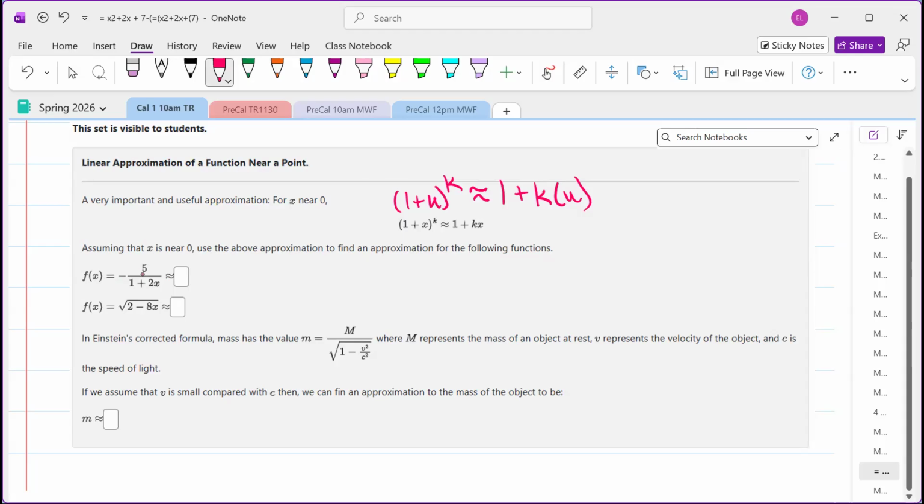So when I look at this first function, the negative of 5 over 1 plus 2x, I'm going to rewrite that as negative 5 times 1 plus 2x to the negative 1 power. Now that's not what we're typing in for our answer. That's just what the function is equivalent to. Now our 1 plus 2x to the negative 1, that's 1 plus ugly to the k. I'm going to trade that out using my formula here.